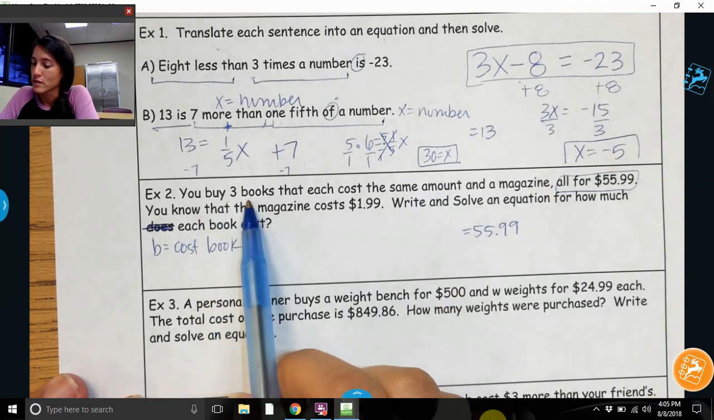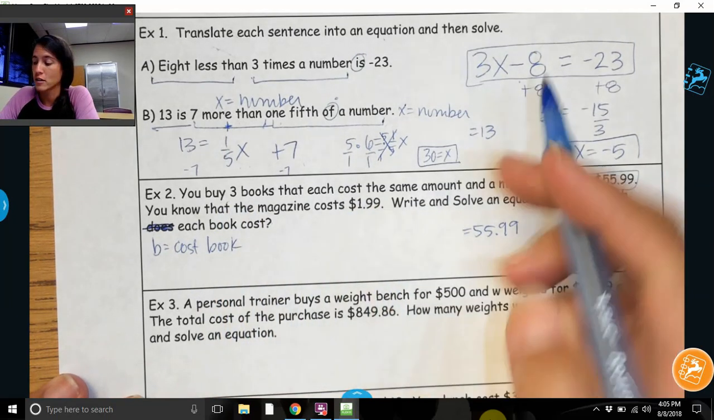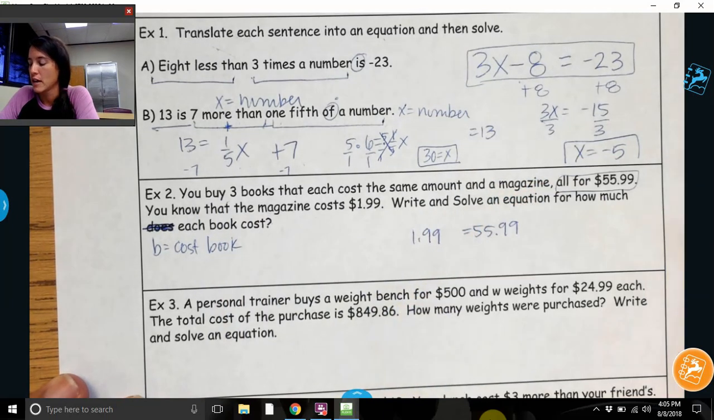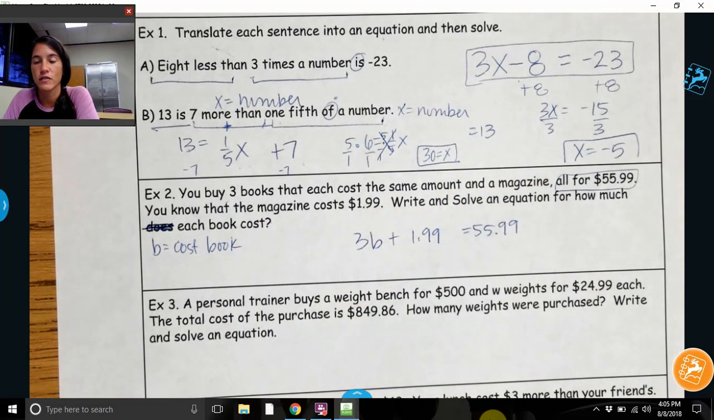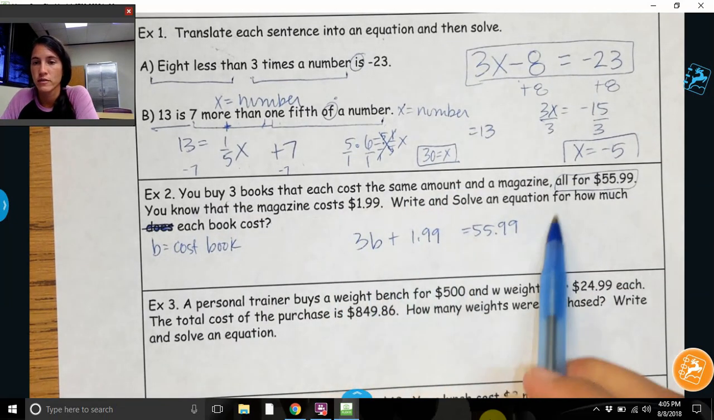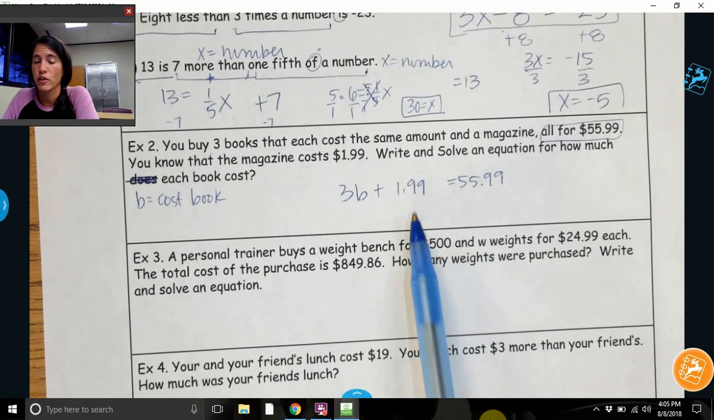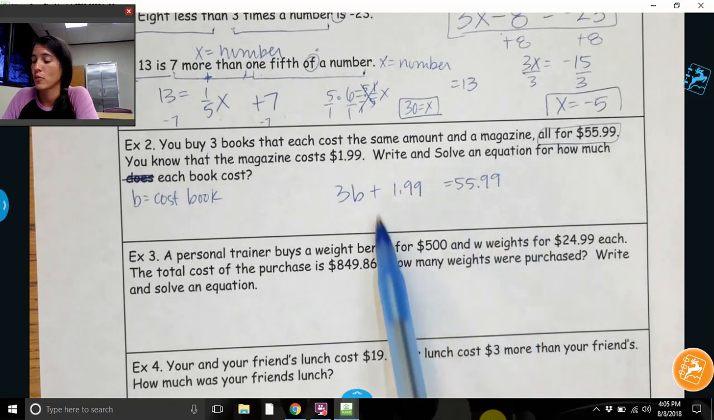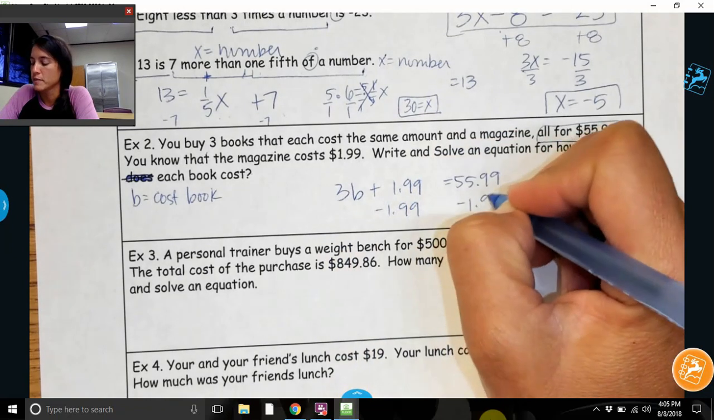You've bought 3 books and a magazine for $1.99. Now we know how much the magazine cost. It cost $1.99. And 3 books is going to be with our variable. All of that cost $55.99. So I have my 2-step equation. And then I'm going to work like we've been doing. You've already practiced solving 2-step equations. I'm going to work to solve this by subtracting $1.99 from each side.